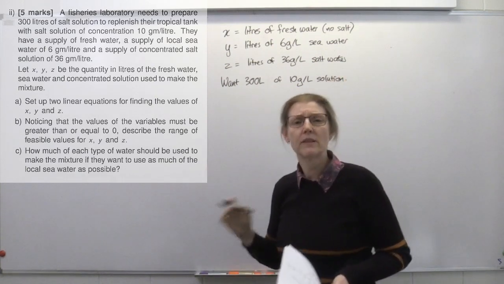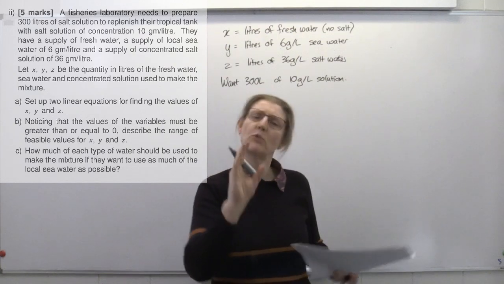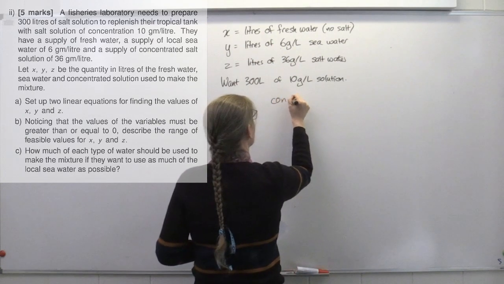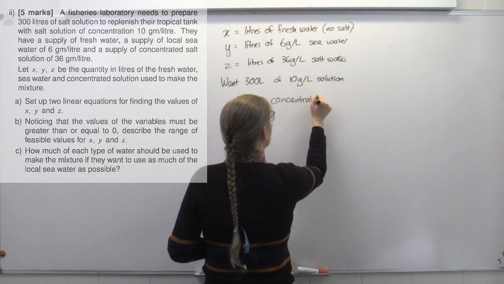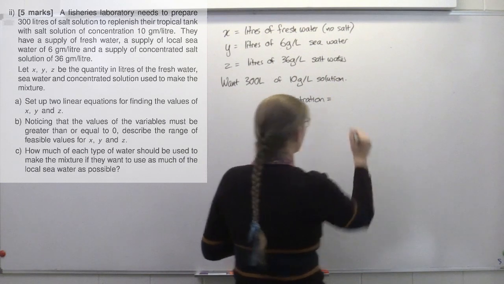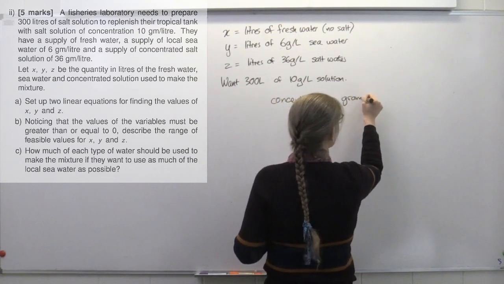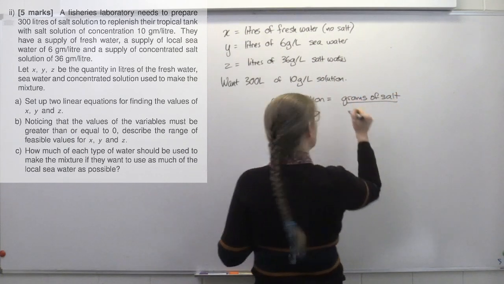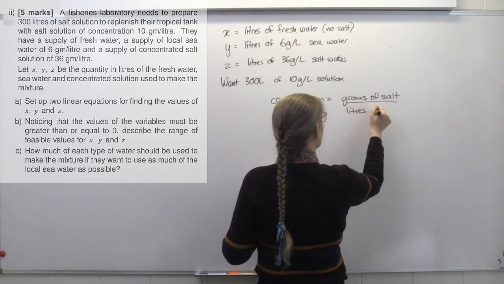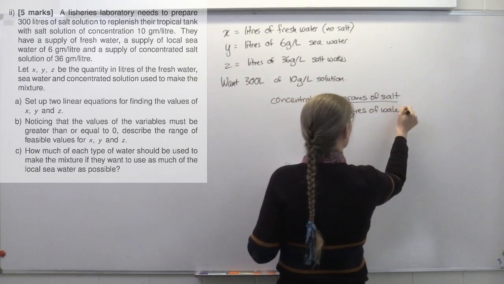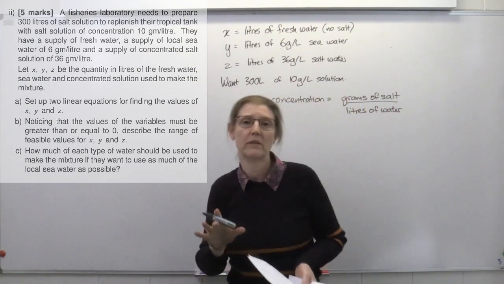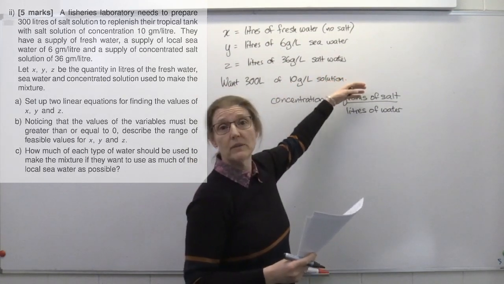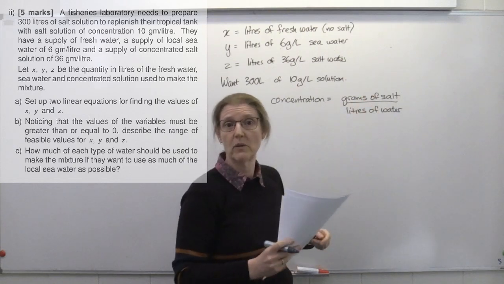Okay, so first of all, let's just recap what's the actual principle we're talking about here. So concentration is equal to the grams, in this case, of salt over the litres of water. Okay, so that's the physical principle we're using. All right, so concentration is the amount of the substance divided by the volume that it's dispersed in.